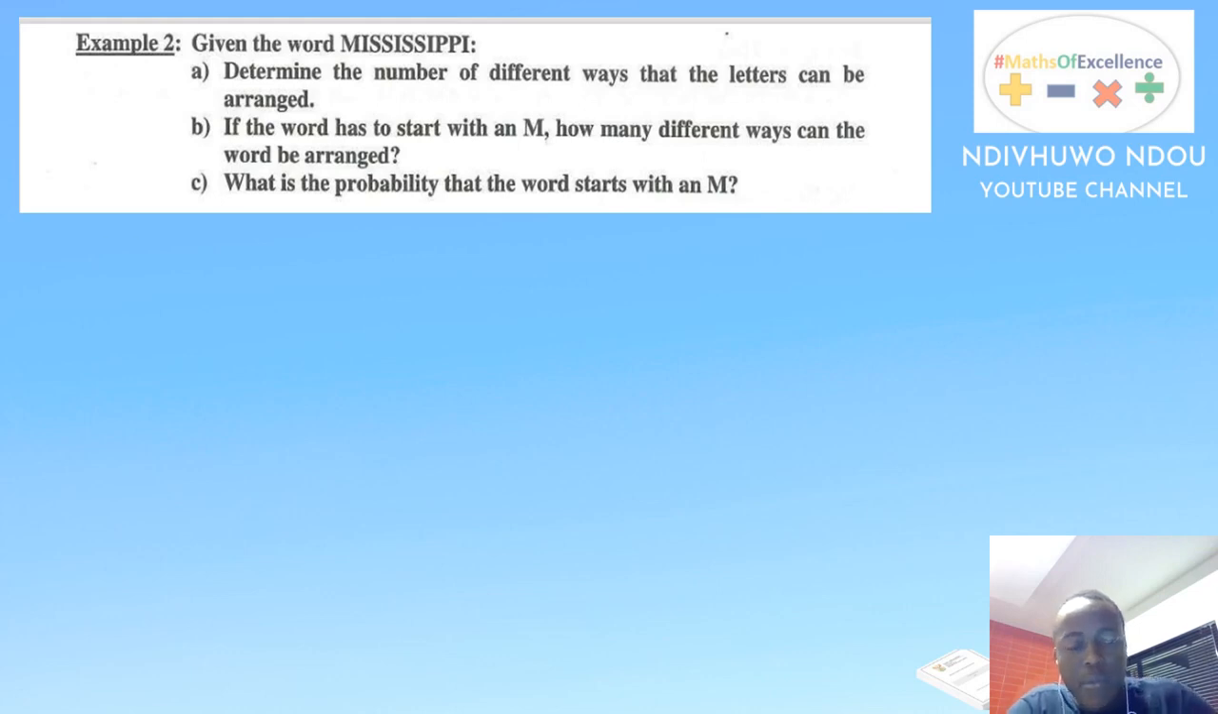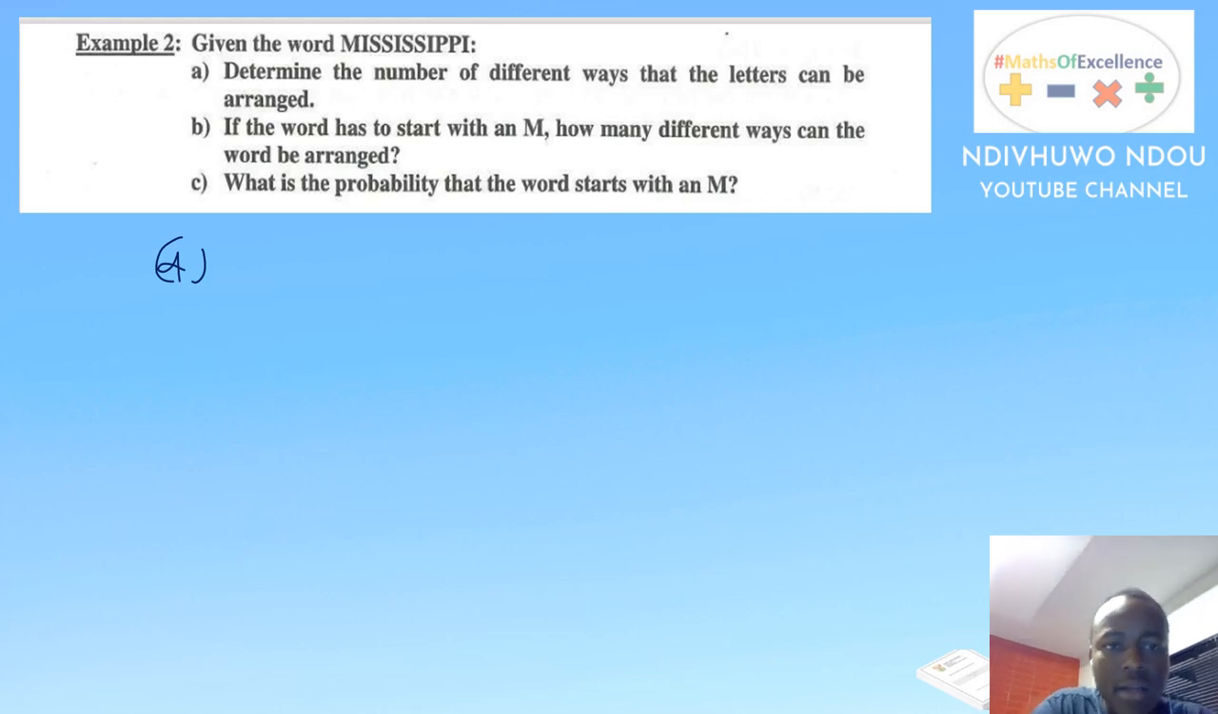Okay, let us now move to the second example. They're saying you are given the word Mississippi. Nice word. A, determine the number of different ways in which the letters can be arranged. In the counting principle, we count how many items there are to arrange. So we need to arrange the letters of the word Mississippi. Let us count how many letters there are.